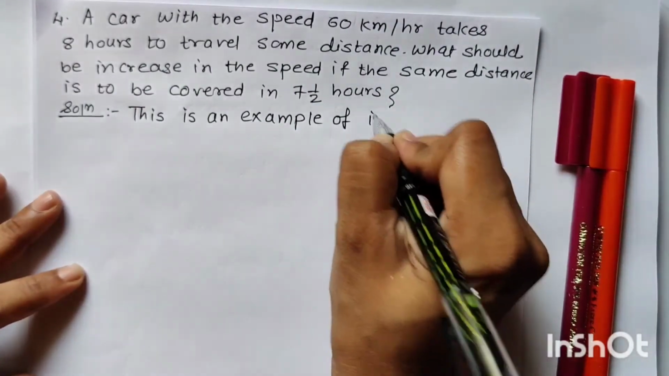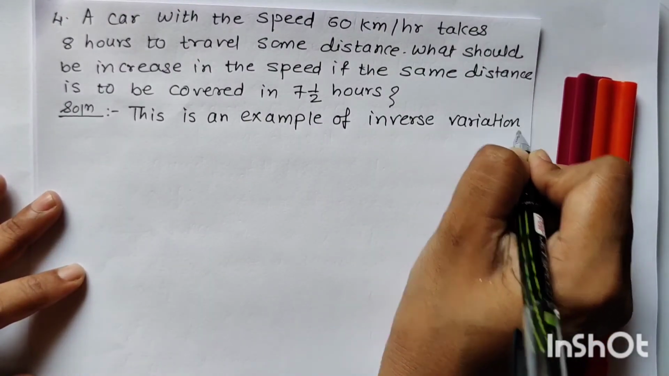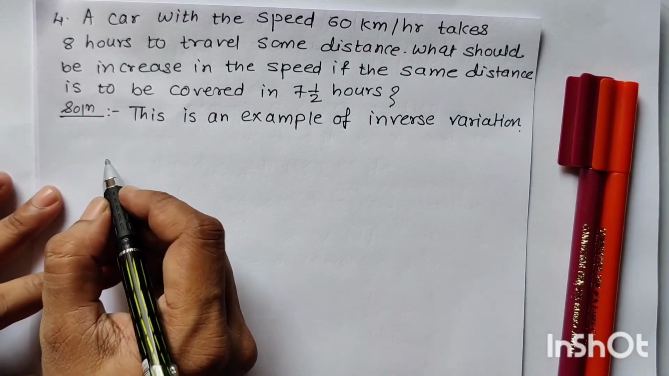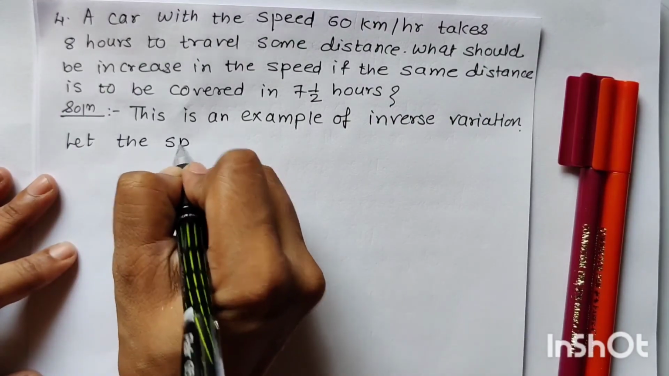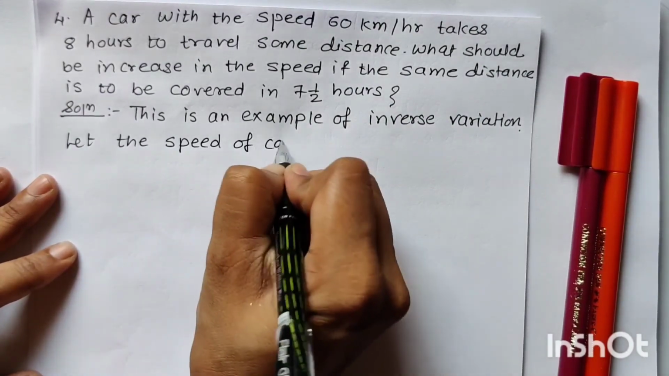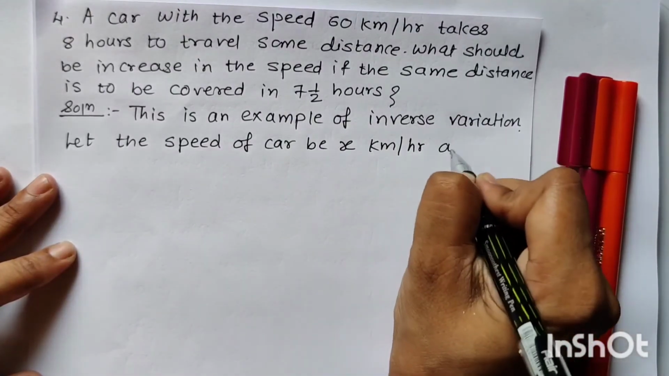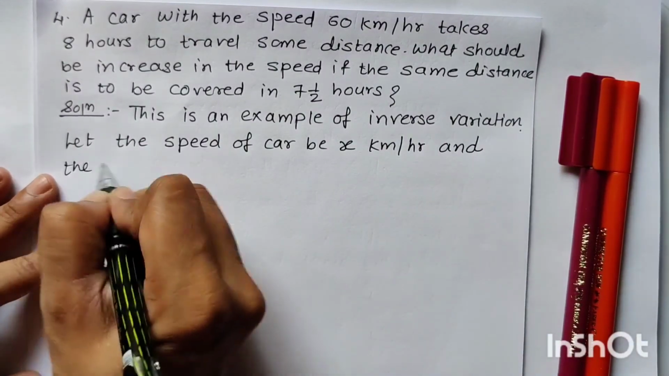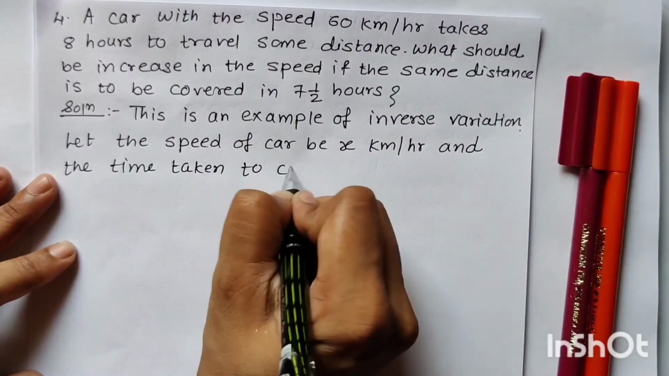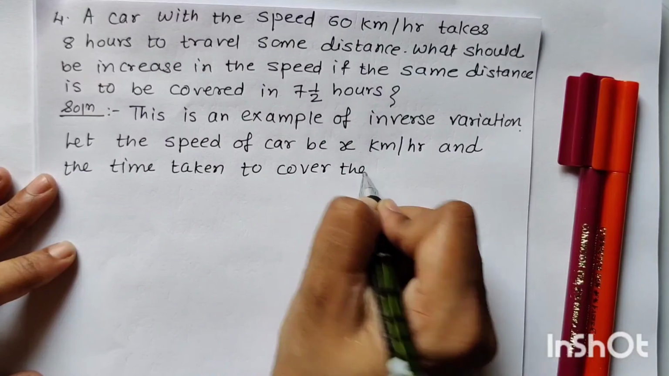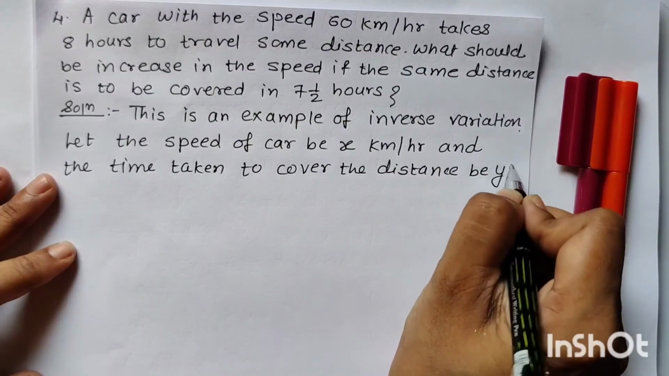This is an example of inverse variation. Now, see again the variables are not given, so we have to write the variables on our own. For the speed, let the speed of car be x kilometer per hour, and the time taken to cover the distance be y hours.